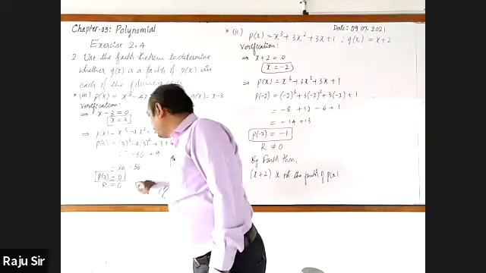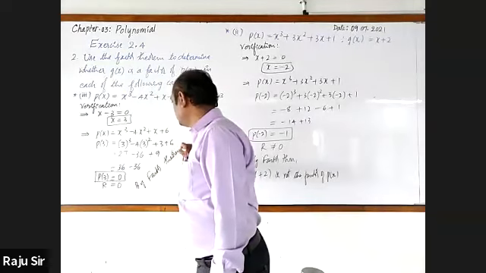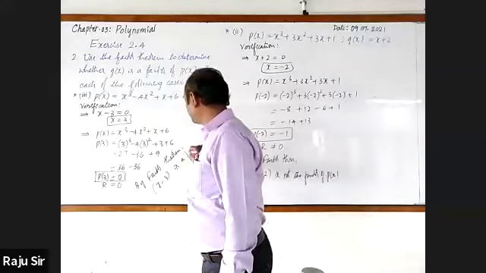Right. By factor theorem, x minus 3 is a factor of P of x.